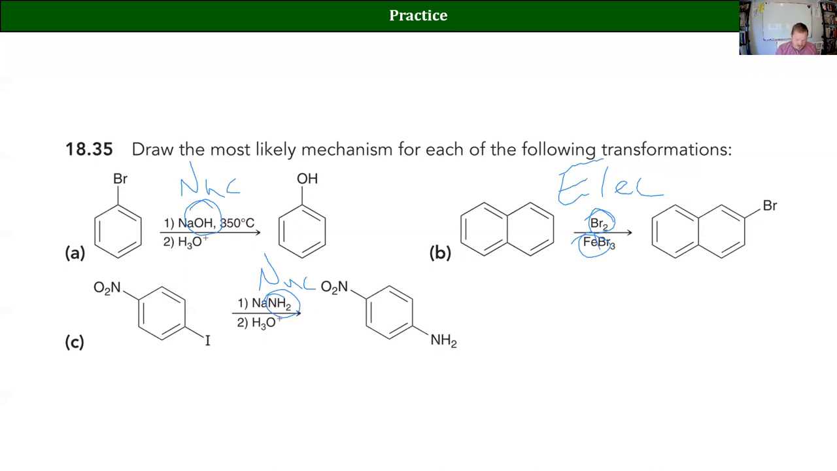So in this case, for A, we've got a nucleophilic reactant. We don't have a nitro group, though. We don't have a good leaving group and also a strong electron withdrawing group. So this mechanism is going to go through the elimination addition, or that benzyne intermediate.